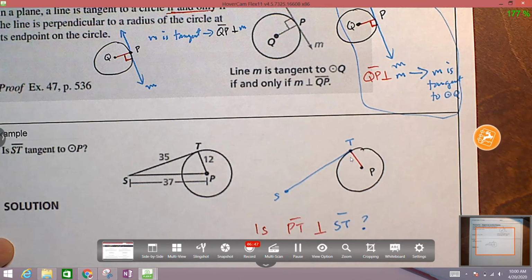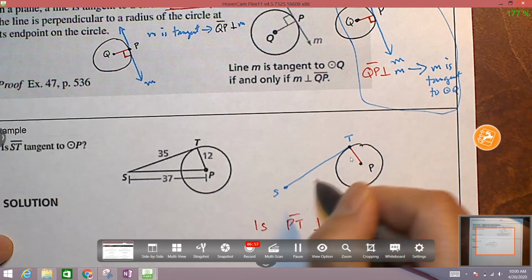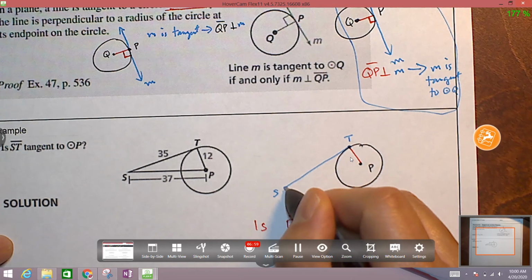Well, how we're going to figure this out is we're going to use the oldest theorem of all. It's actually not the oldest theorem, but it seems like the oldest theorem of all. You guessed it, the Pythagorean theorem. We're going to turn this thing into a triangle.